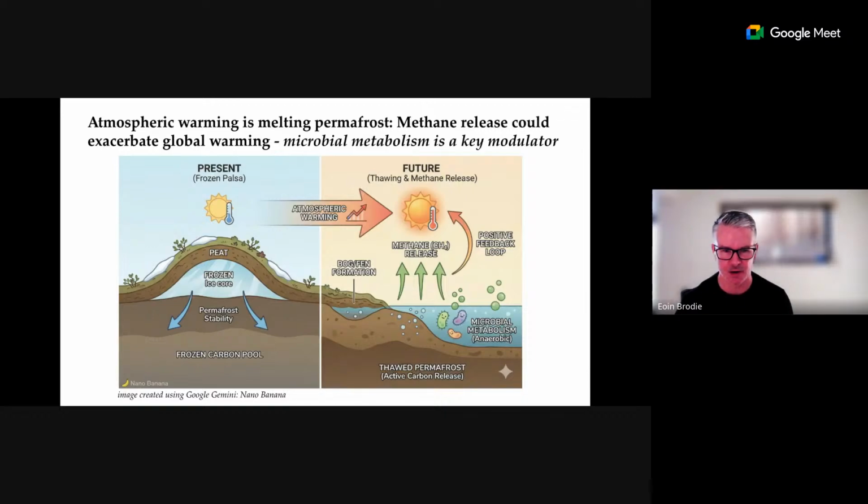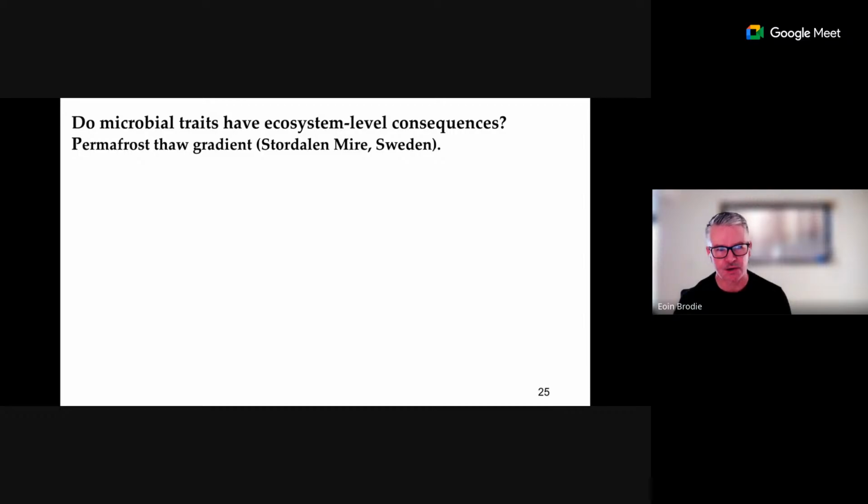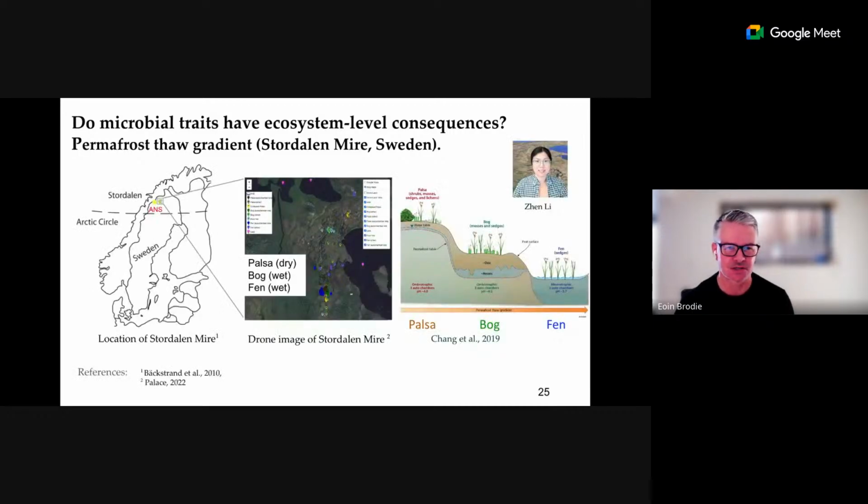Microbial metabolism is a key modulator here. So we were asking the question, do microbial traits have ecosystem level consequences? Does this matter when you zoom out and you look at an entire landscape? So this is a study above the Arctic Circle in Stordalen in Sweden. This is a permafrost thaw gradient where we're going from the dry, intact permafrost to a bog, which is where the ice lens has started to melt, and then to a fen where the ice lens has completely melted. So you're going in increasing saturation, increasing potential for methane production.